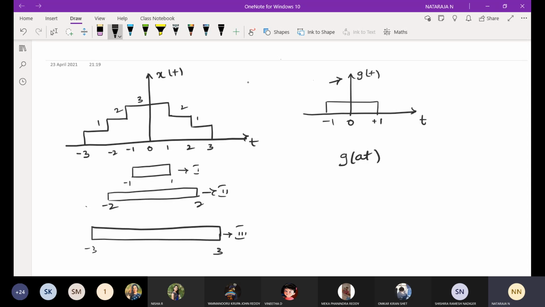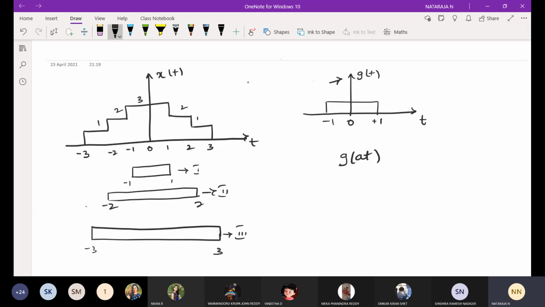We need to compress these equations. That is why there is no need of g of at plus b. Only g of at. No shifting property we are going to use. Only scaling we are going to use. That is why you have to use g of at for all three cases.